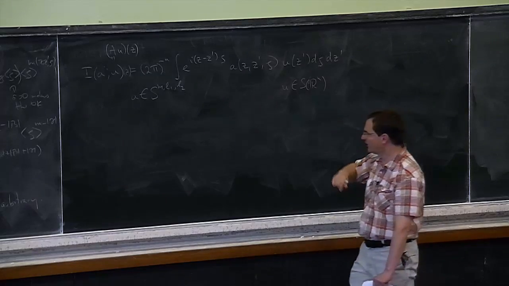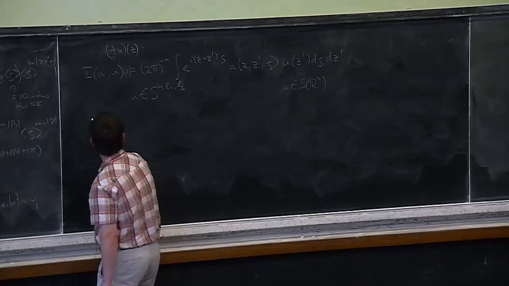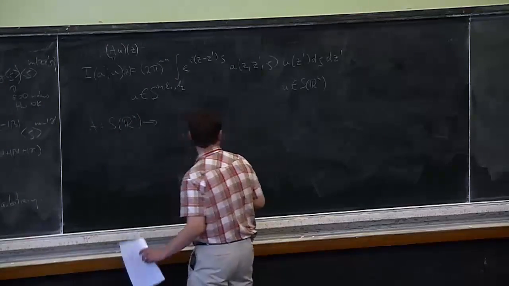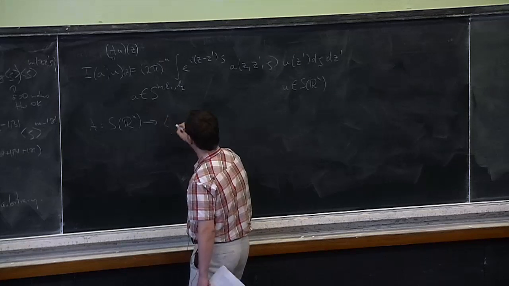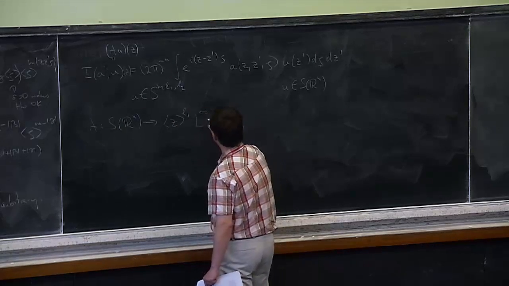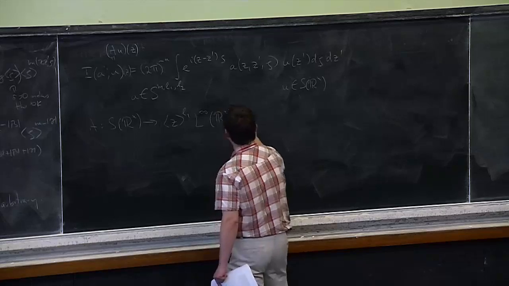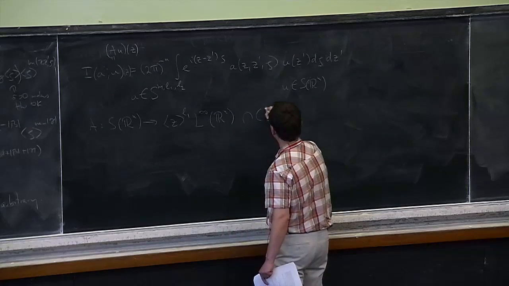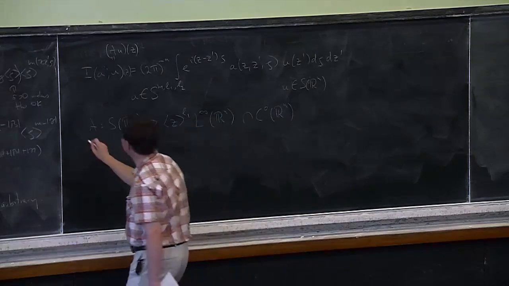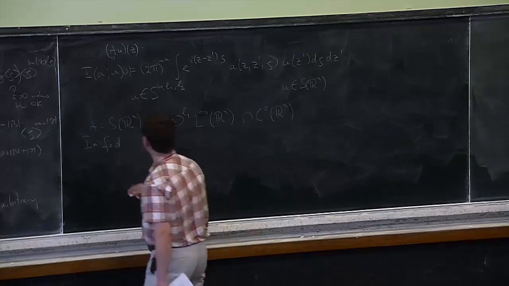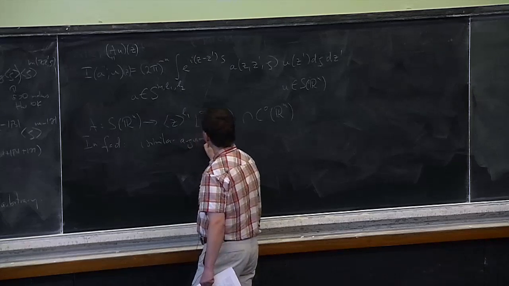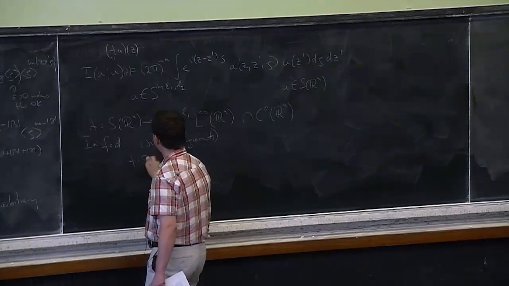But what I didn't say, let me say it now. Last time we showed that A mapped S to something like Z to the L1 times L infinity Rn. It was actually continuous, so the intersection with C0 Rn. So what I would like to say is that very similar arguments show that A does map Schwartz functions to Schwartz functions.